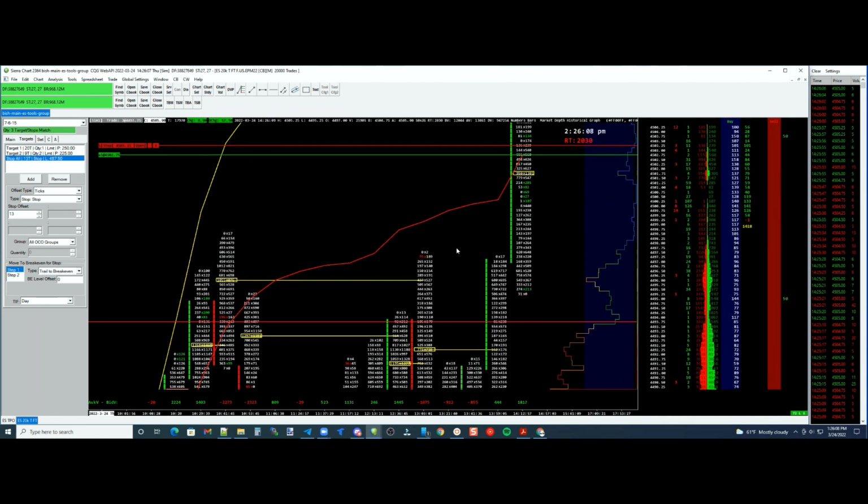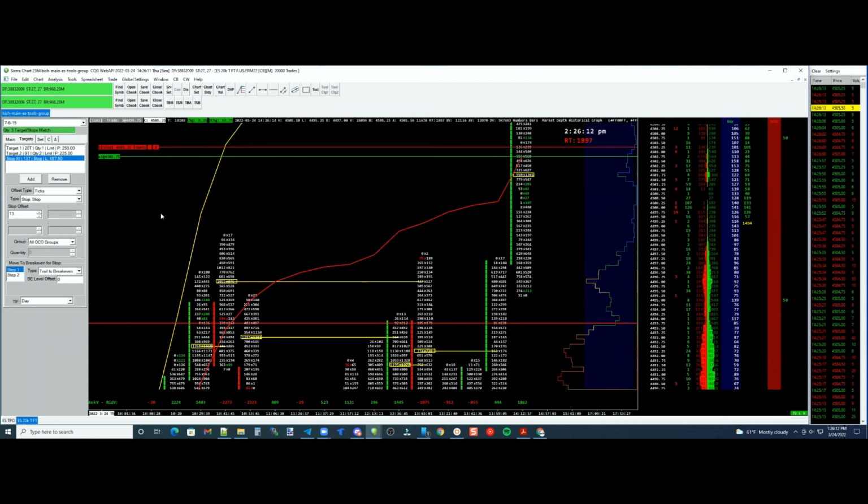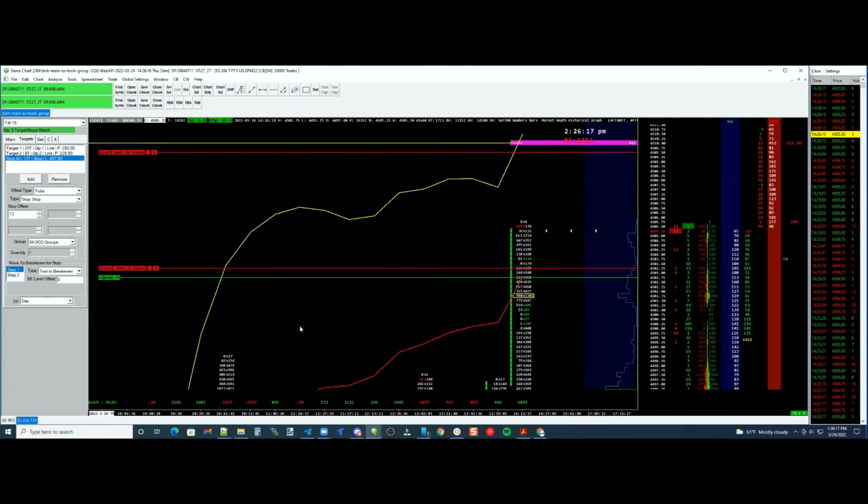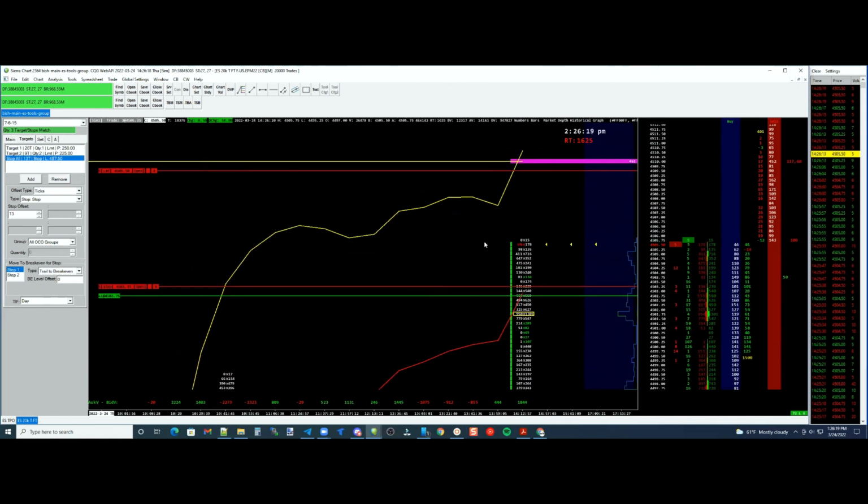If they go in my favor 4 ticks, well, now that 13-tick stop is now only 8. So that's how I manage my trades, and it generally works out fairly decent. That's definitely a target today, by the way, 45.10.